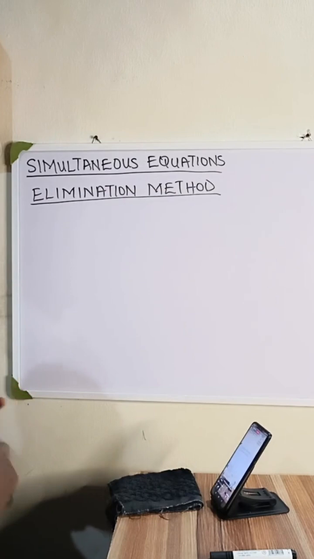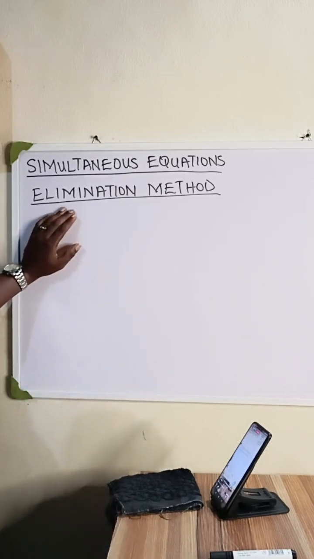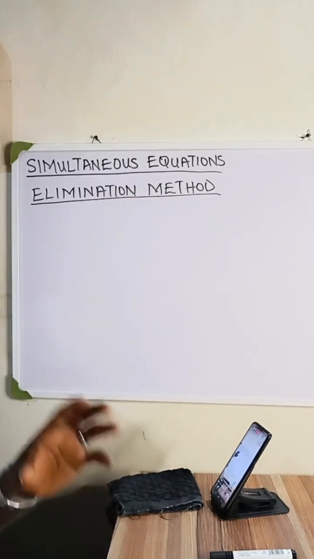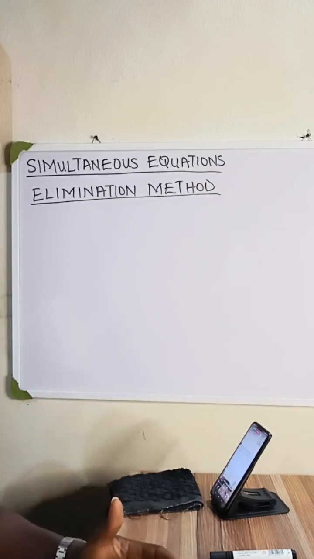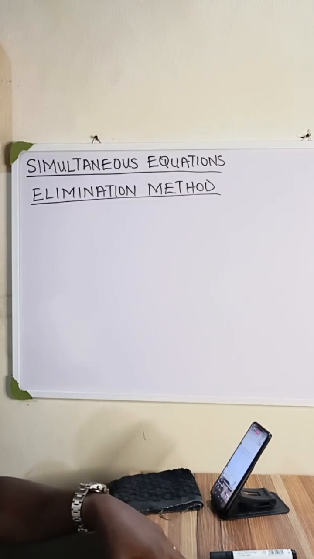So today we are looking at simultaneous equations, and the method we are looking at today is the elimination method. In our previous class, as I said earlier, we looked at the substitution method. If you want to see that lesson, you can go to my YouTube channel and search for the last class I did on the substitution method of solving simultaneous equations.